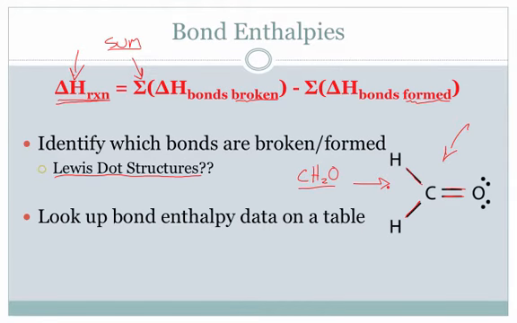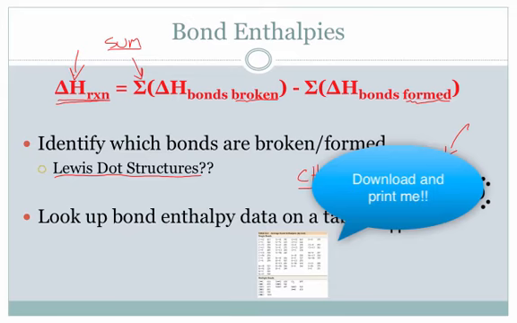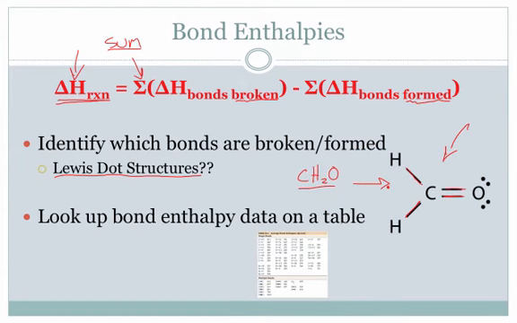Once you know the actual bonds that are broken and formed, the data, the actual enthalpies, can be looked up on a data table that will be provided for you. This data table is attached to the bottom of the web page that this video is on. I recommend pausing the video right now, downloading this data table, and quite frankly, the other one that's down there, printing these things out or saving them so that you have them at your disposal later on. These are the numbers we're going to use to actually solve problems, so if you don't have the data table, you're going to have a lot of trouble.